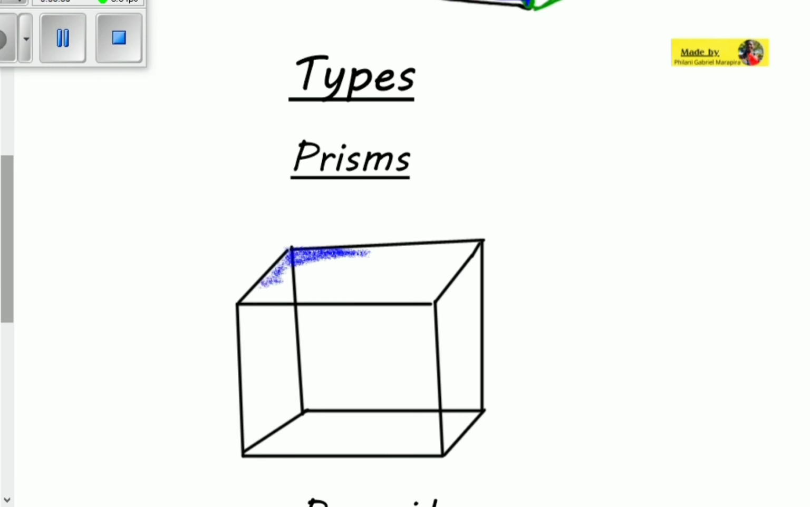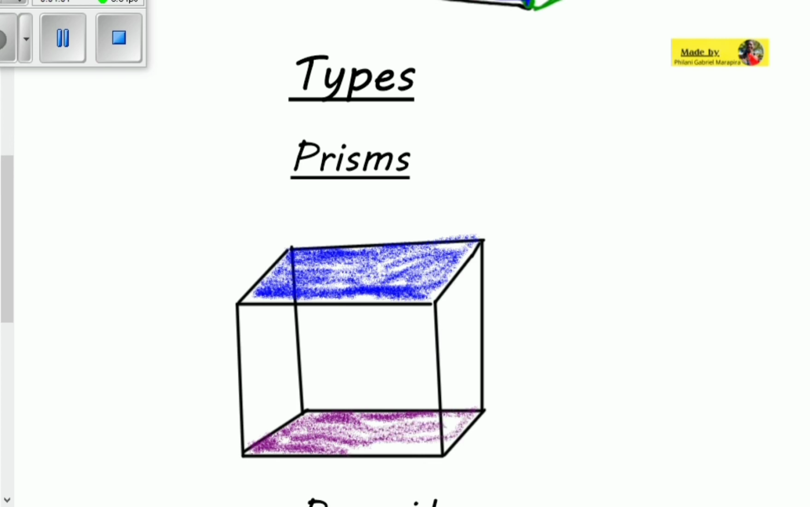Let me paint it in blue. This surface is parallel to this surface. So this is known as a prism. Whatever shape has two surfaces parallel to each other is called a prism. So this purple and blue are parallel to each other, so this makes this a prism.